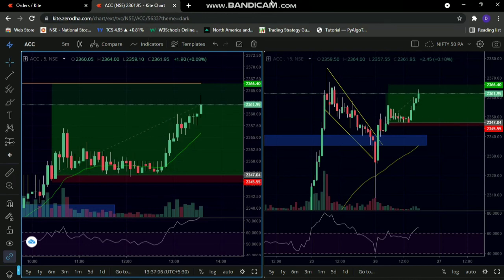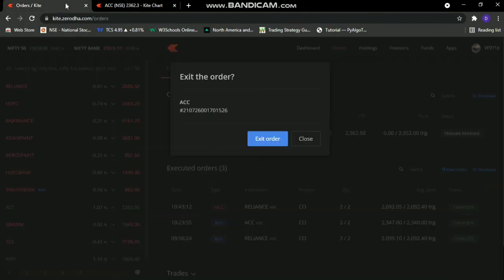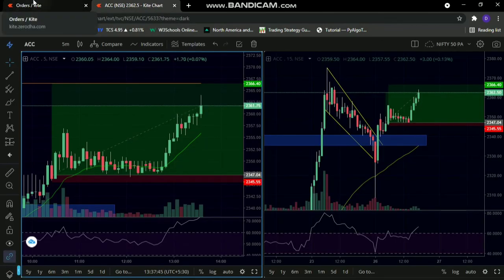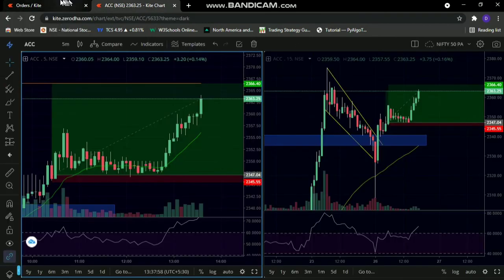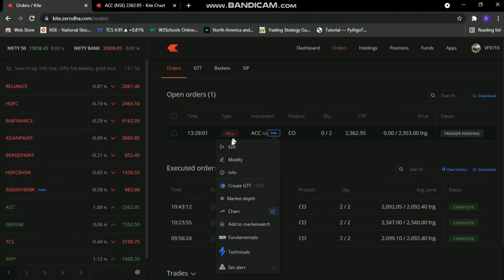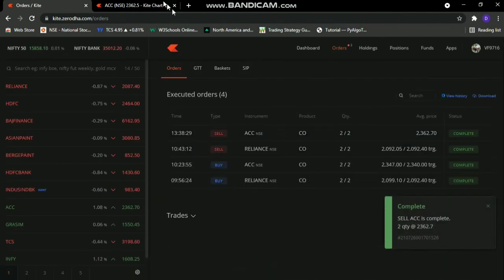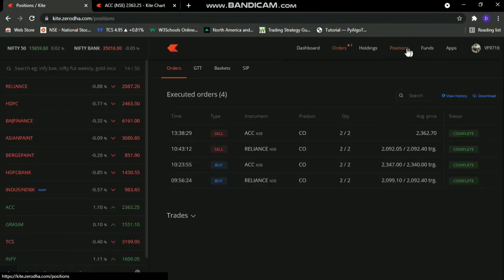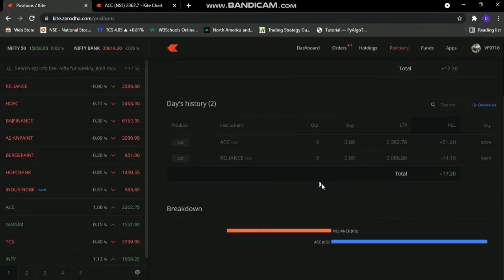So it is near my target and I'm just going to exit the trade early, because the trend may reverse at any time after hitting R1. So I'm going to exit. Okay, and as you can see, it was a good trade. We have almost achieved our target, and the Reliance stock was not moving so much, but the SEC gave a very good return.